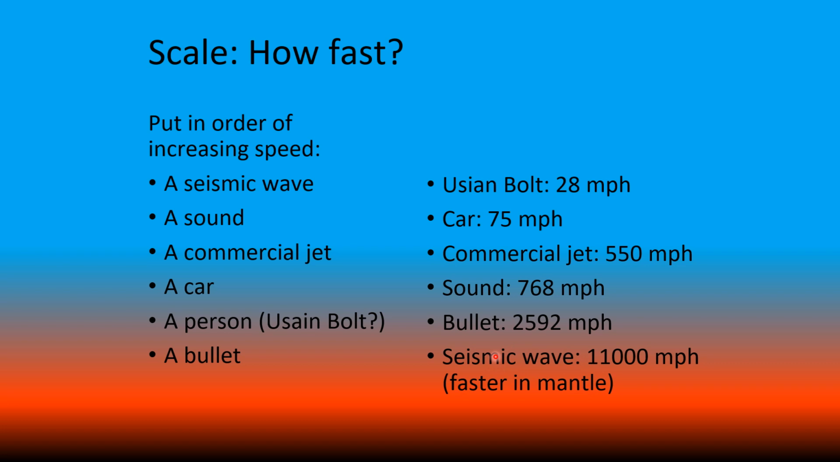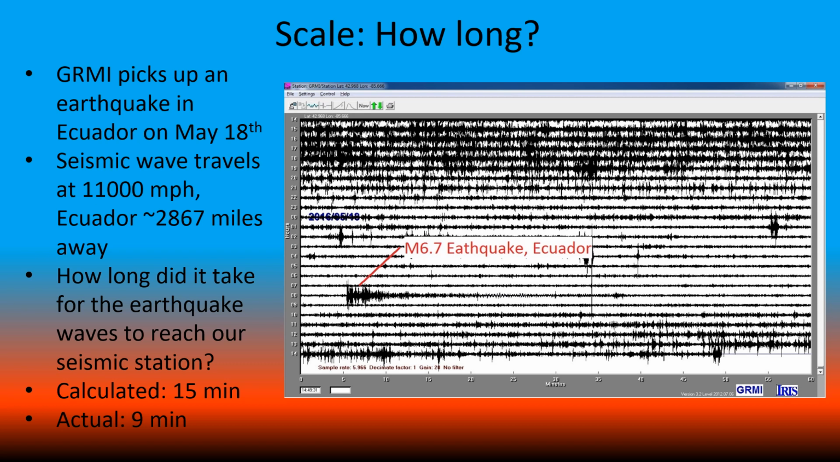So we actually have a seismometer here in our classroom, in lab. If you look over to the south side of the room, you'll see a plexiglass box with some instrumentation in there and a computer attached to it. And that's the GRMI seismometer. And this is an actual slide from our seismic software that picked up an earthquake in Ecuador. And that was a magnitude 6.7 earthquake. Sorry about that typo there. There should be an R right there. It's an earthquake in Ecuador.